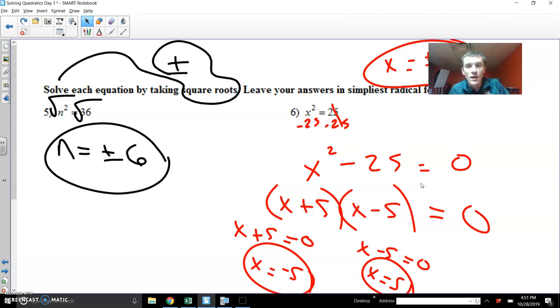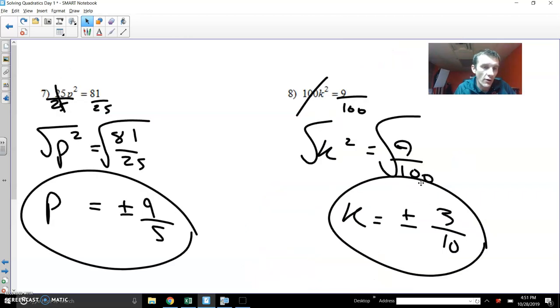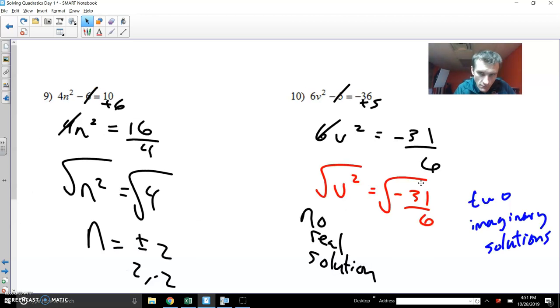These first few were fairly straightforward, just square rooting both sides and remembering that when you use square rooting, it's really a positive or a negative of that number. And you want to watch out for square rooting negative values. In number 10, we talked about how if you were to add the 5 over and divide the 6, you'd be trying to square root a negative number. In Algebra 2, we call that two imaginary solutions. In Algebra 1, we just call it no real solution.